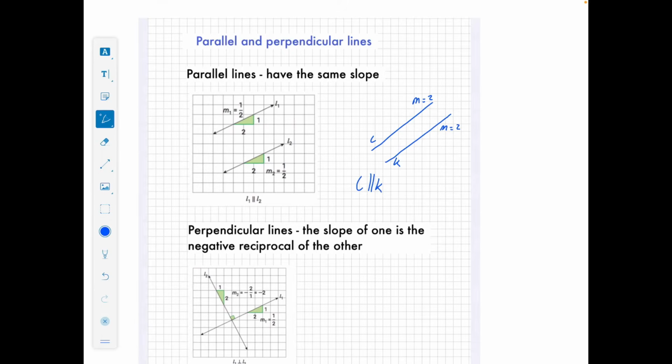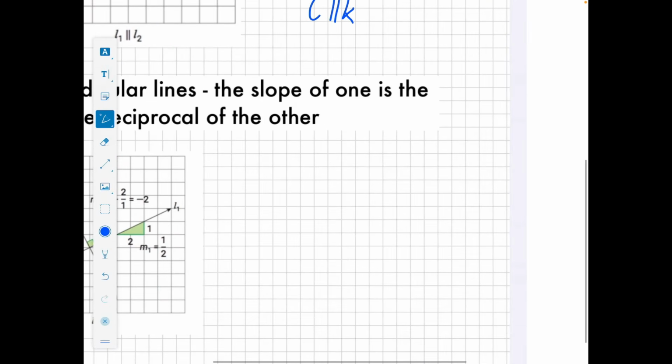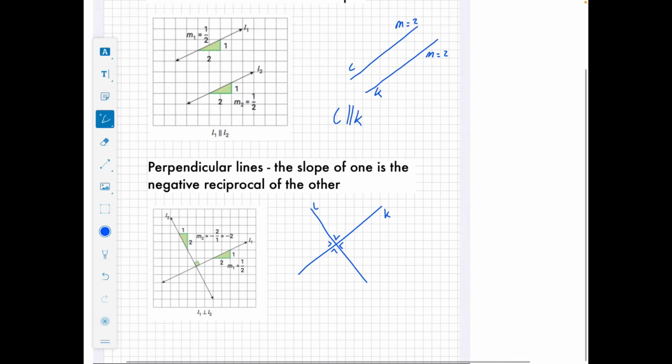Then the next one is perpendicular lines. Okay, so perpendicular lines, they meet at a right angle. So if we draw a line here, we'll call that line L. And we're going to call this line K. If they're perpendicular, all these angles in here are right angles, so they're 90 degrees. Now, it says here perpendicular lines, the slope of one is the reciprocal of the other. So if the slope of line L is, let's say, minus 3 over 4. So the slope of L is minus 3 all over 4.